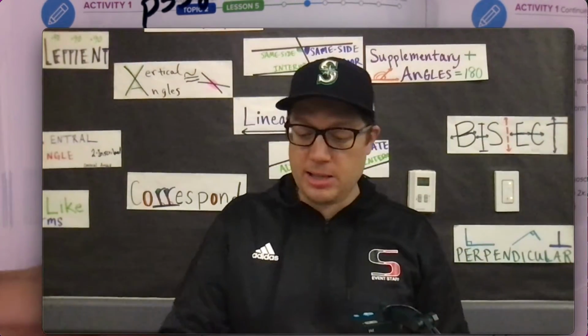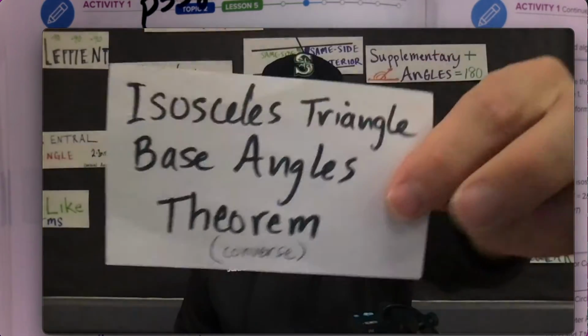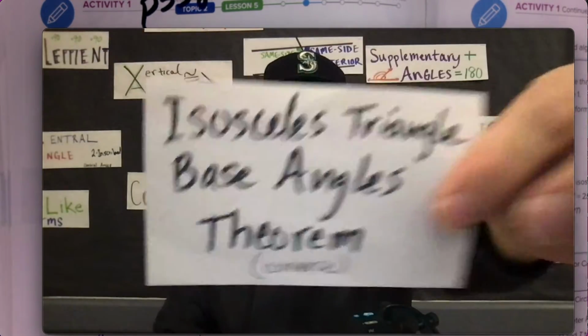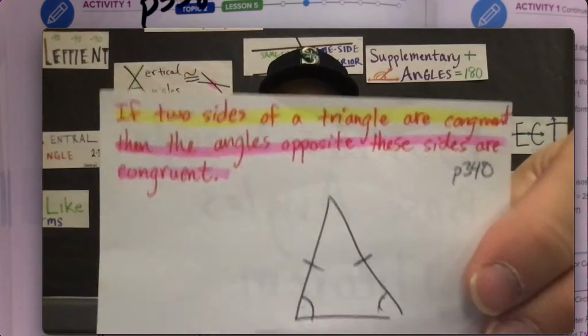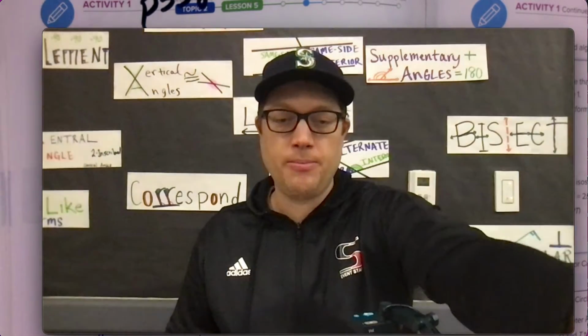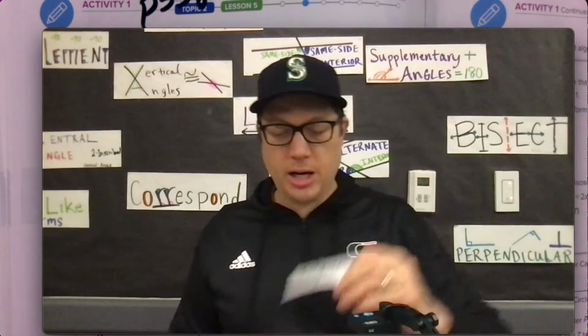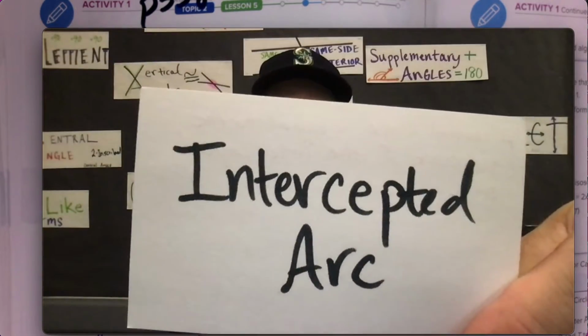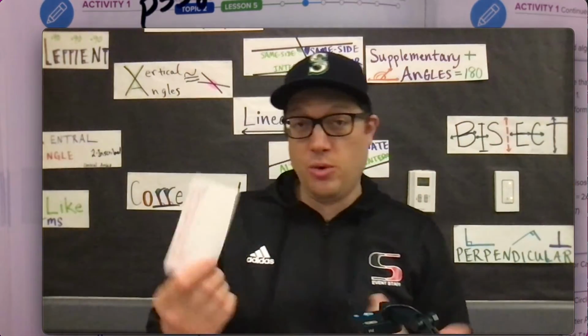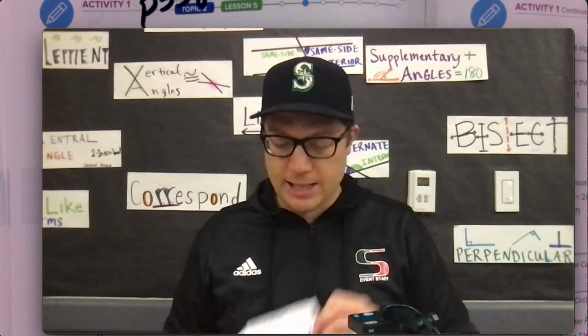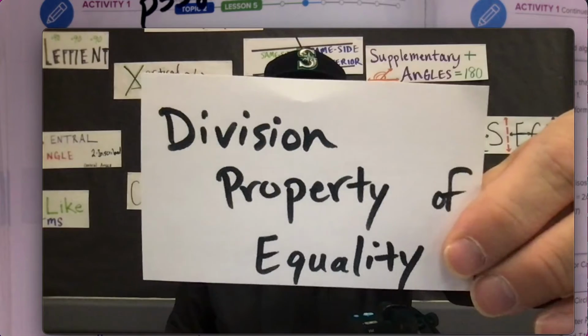Of course, at any time, pause the video, slide it over so you can get a chance to write down what's been posted. Isosceles triangle base angles theorem. All right, two more. The intercepted arc, which means that the central angle in a circle is equal to the measure of the intercepted arc. And then the last one, the division property of equality.